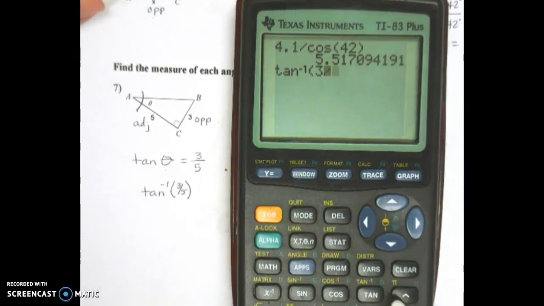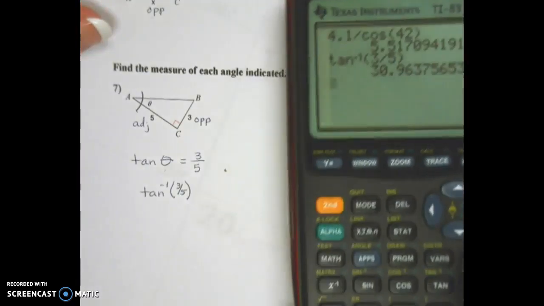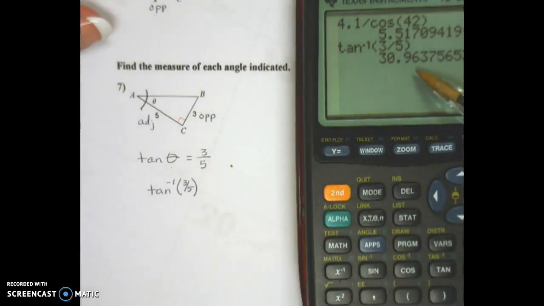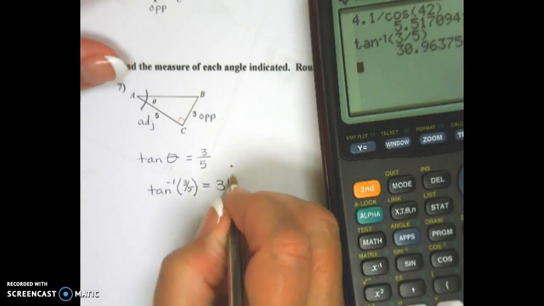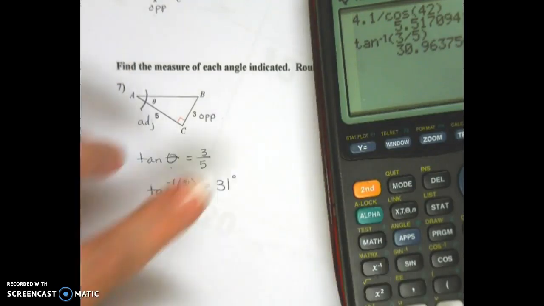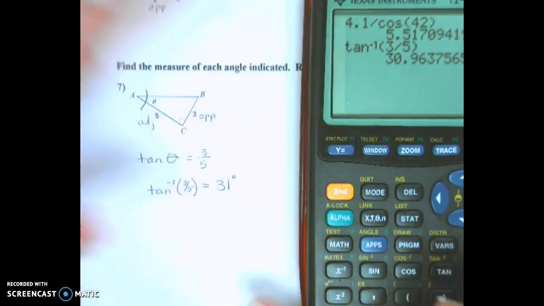And I'll put in 3/5 and enter. And I get 30.9. Well, it says to the nearest tenth. Well, the 6 tells my 9 to go up. So this is going up to 31 degrees. Again, you need to be certain that your calculator is in degrees and not radians.